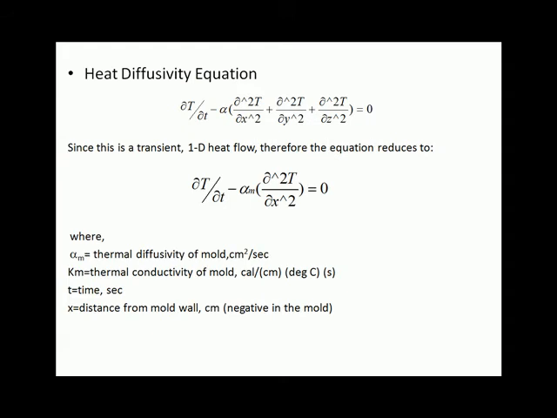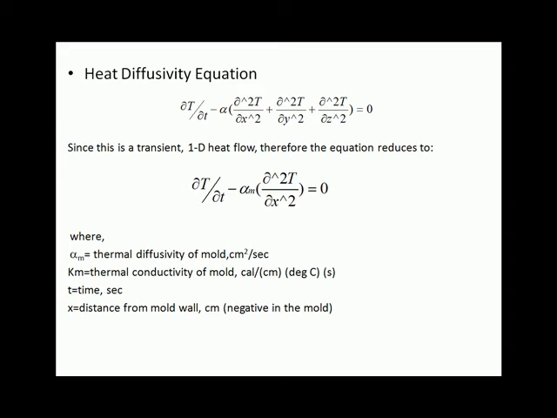Now the heat diffusivity equation for 3 dimensions is given by this equation: del T by del t minus alpha times del square T by del x square plus del square T by del y square plus del square T by del z square equal to 0. But here, since we have one-dimensional and transient flow, the equation reduces to del T by del t minus alpha m del square T by del x square, because the temperature change with respect to y and z direction would be 0.